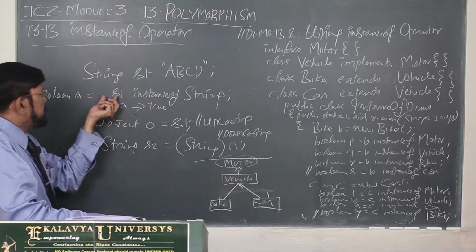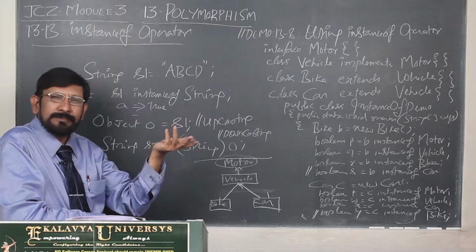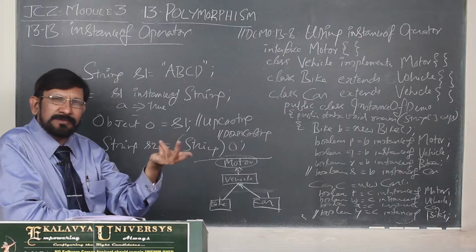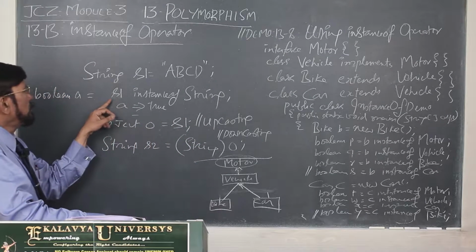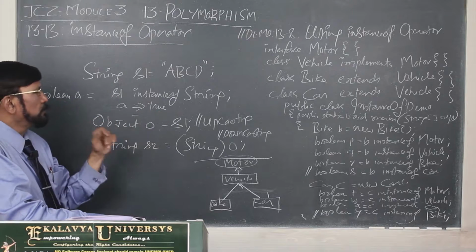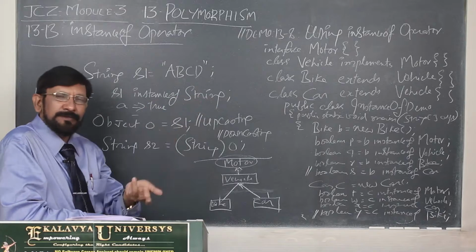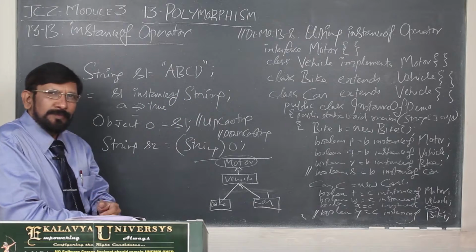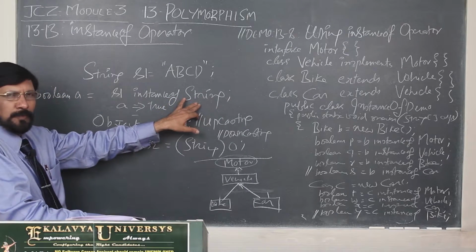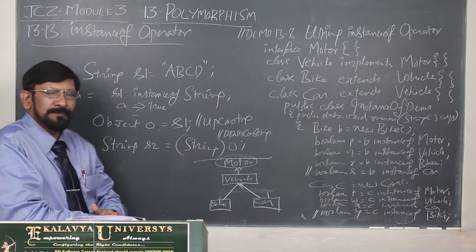Now, what are you testing? S1 is an instance of String, that I want to test. What is the answer? Either true or false. So it returns a Boolean value that is stored in A. A's value is true, because S1 is an instance of String. Suppose you put some other class, like Room, it is not, then false is returned.